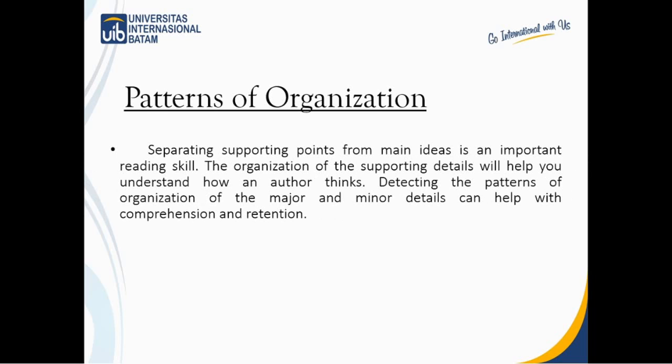Separating support points from main ideas is an important reading skill. The organization of the supporting details will help you understand how an author thinks. Detecting the patterns of organization of the major and minor details can help with comprehension and retention.